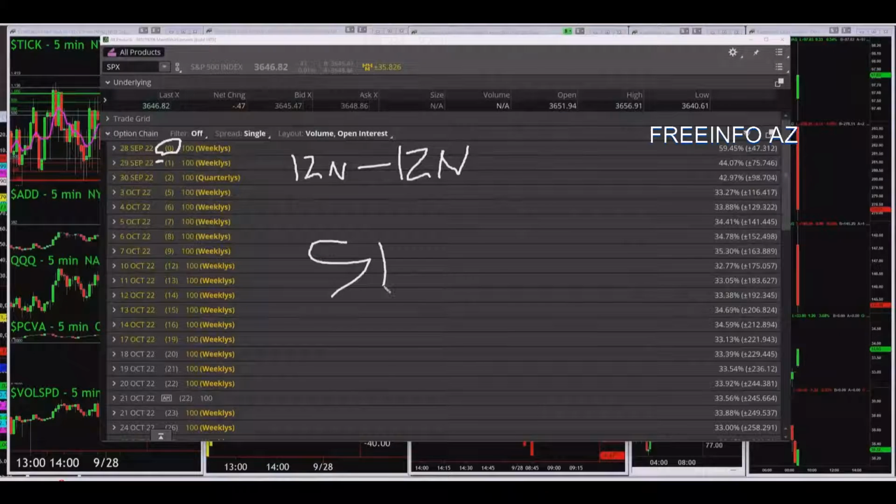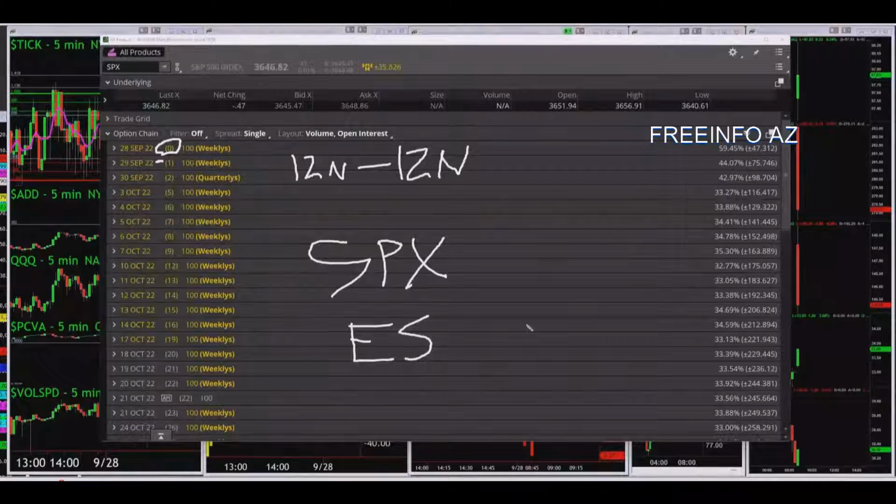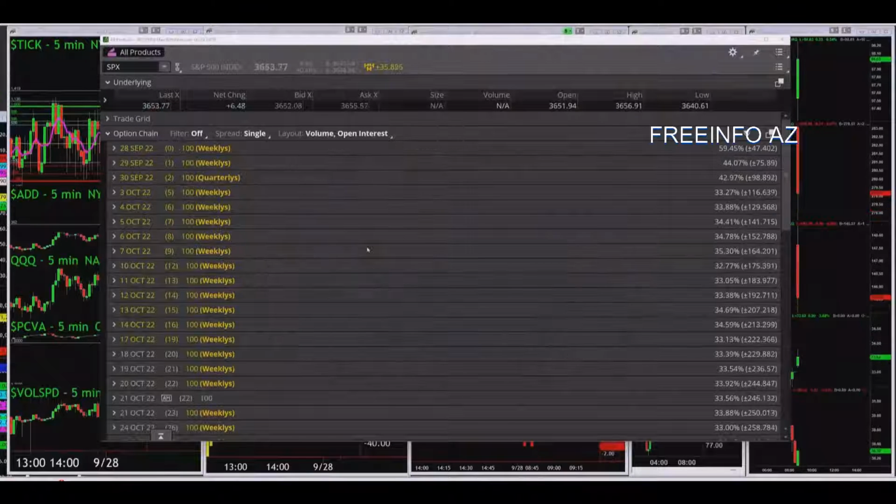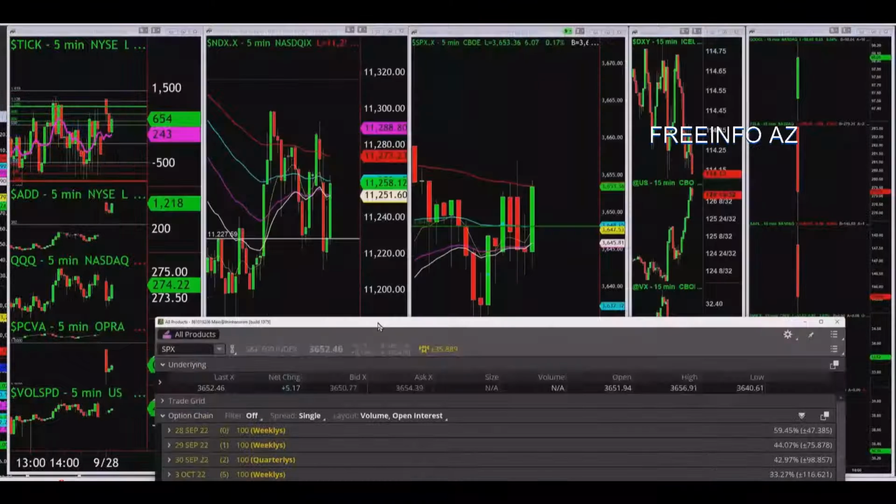Yeah, SPX options versus ES options. Believe it or not, ES options are half the size of SPX. So if you do one SPX, that means you can do 2 ES options. A lot of people don't realize that the SPX is a bigger contract than the S&P futures. And we will do both, so you guys can see how it sets up.